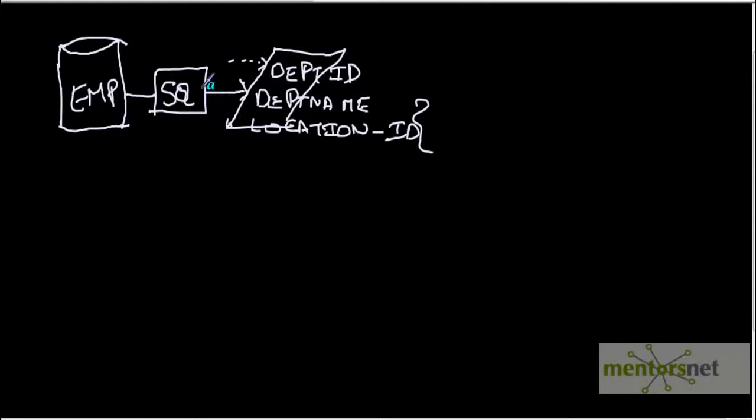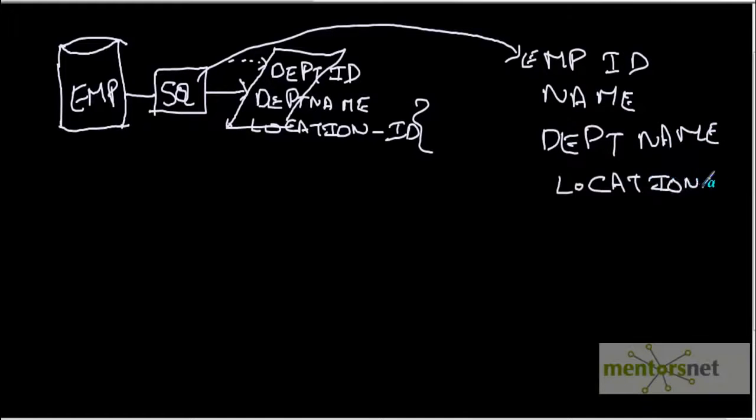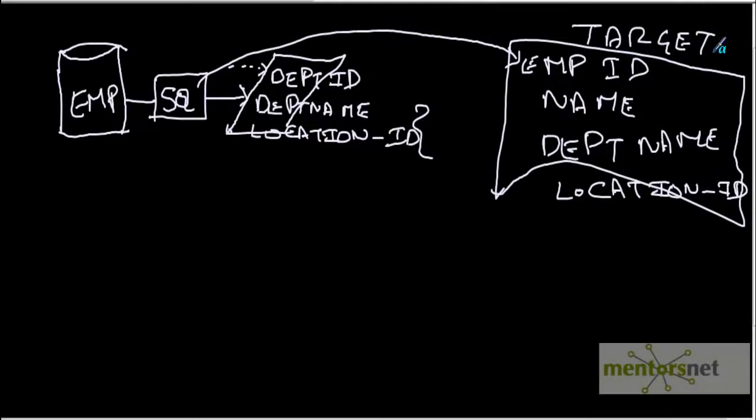So I'll load finally the employee ID and name and all that from source qualifier and only the department name and location from the lookup flat file. So let's see how to do a lookup on a flat file. So this is our target. Okay, let's see how to do this in Informatica.